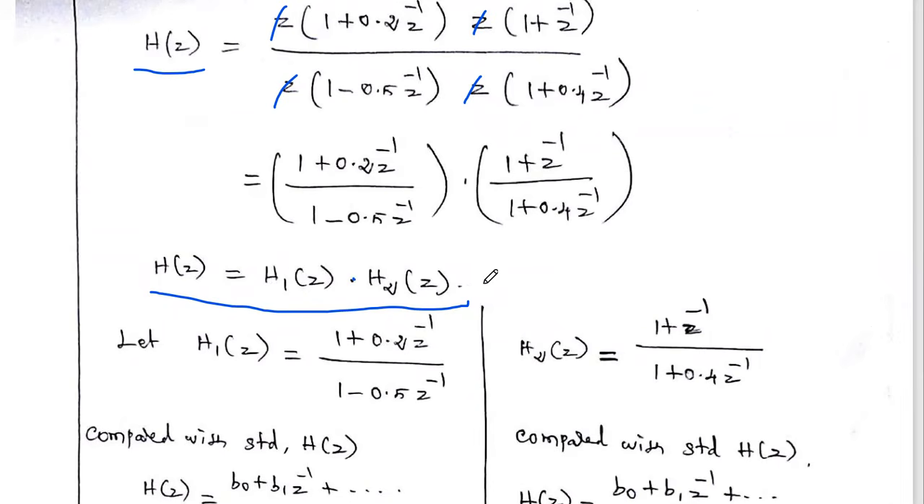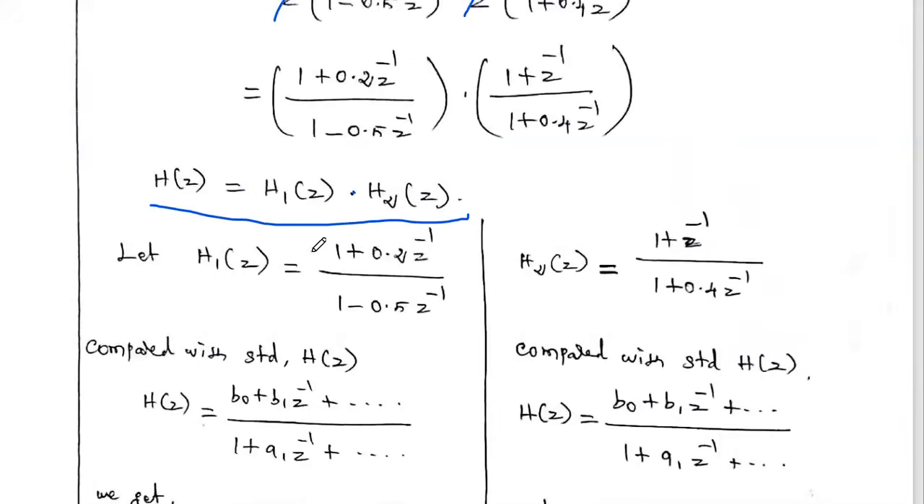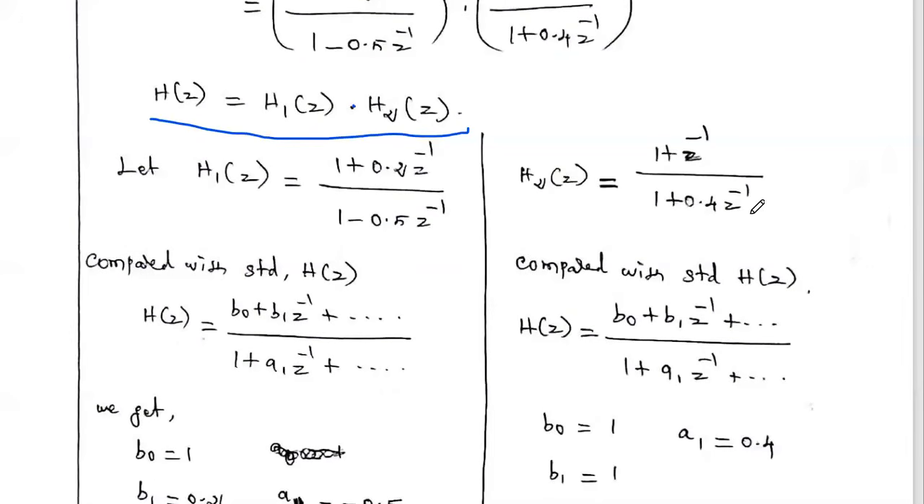This is step number 1 in cascade form: first we write the total H(z) as the product of single order systems. The second step is to realize H1(z) separately in direct form 2, and H2(z) separately in direct form 2. What is H1(z)? It is (1 plus 0.2 z inverse) by (1 minus 0.5 z inverse). H2(z) is (1 plus z inverse) by (1 plus 0.4 z inverse).